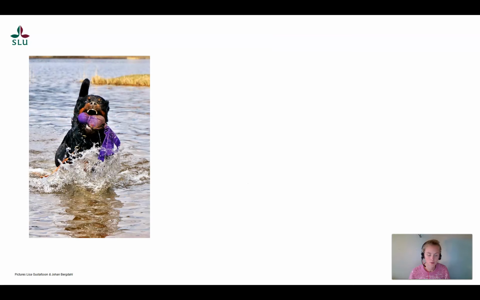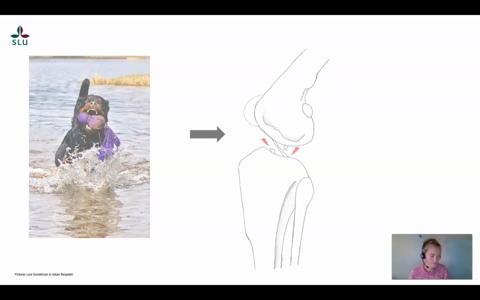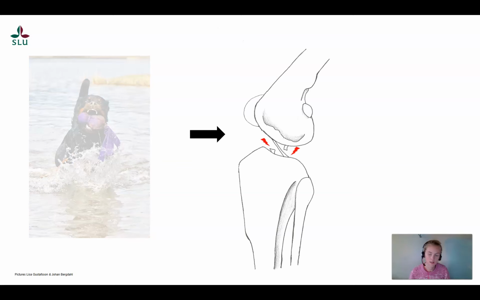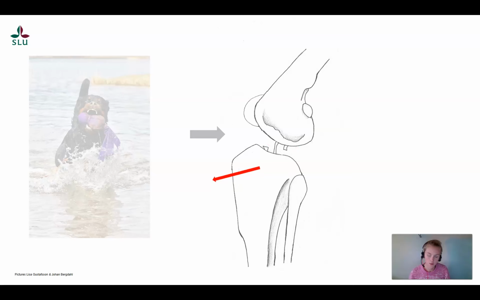So, cruciate ligament rupture can be caused by acute trauma during activity, but sometimes the dog is suddenly lame and the owner hasn't noticed that anything happened to the dog. And it's usually the cranial of the two cruciate ligaments that ruptures, and it can rupture partially or totally. And as I said, the cruciate ligaments stabilize the joint. So when the ligament ruptures, the joint becomes unstable. You can see here on the picture that the tibia has an abnormal motion compared to the femur in a cranial direction.